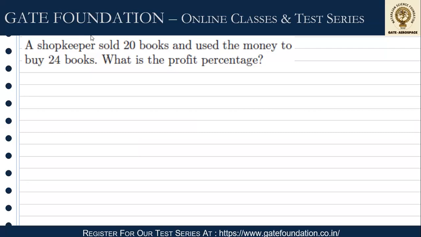Now, the shopkeeper sold 20 books and used the money to buy 24 books. What is the profit percentage? See, ये जो चीजें ना, this kind of questions, these are favorite for any of the exams, not only GATE. आप किसी भी exam में जाओगे ऐसे questions बहुत होते हैं जहाँ पर cost price of one product is equal to selling price of another product, and you are supposed to find out or solve it further. So what I have over here is that he sold 20 books. So basically, selling price of 20 books, I can say it is equal to the cost price of 24 books.